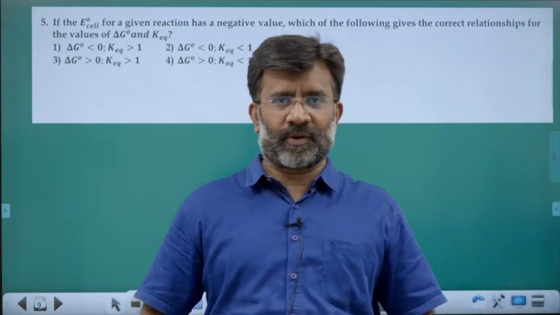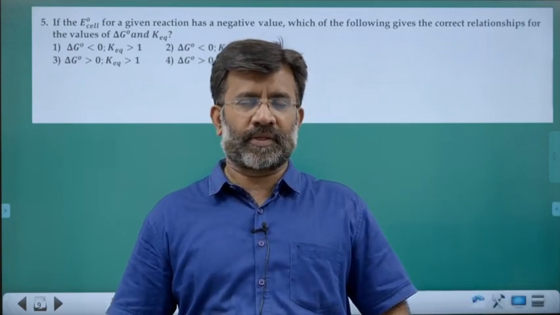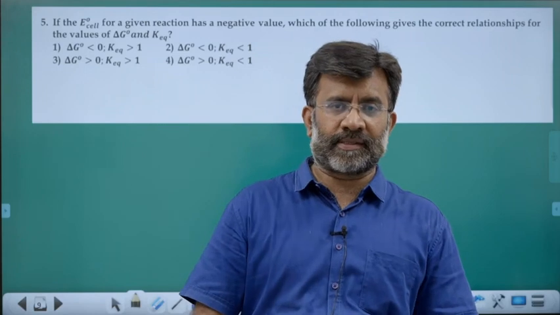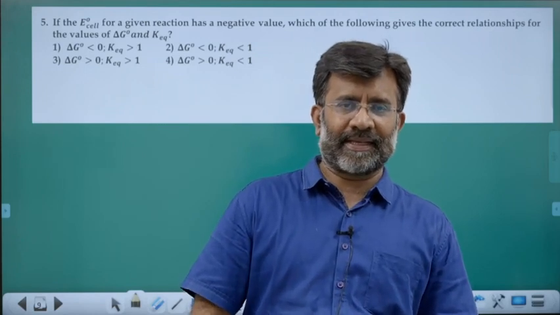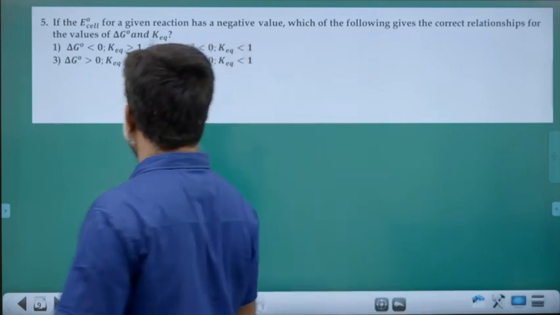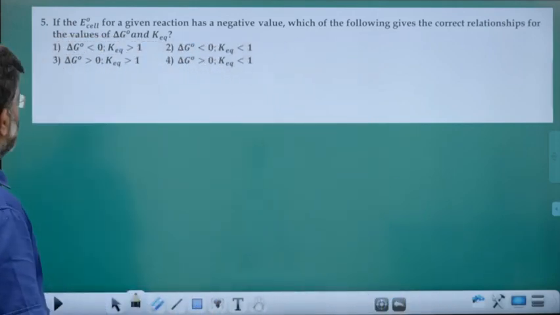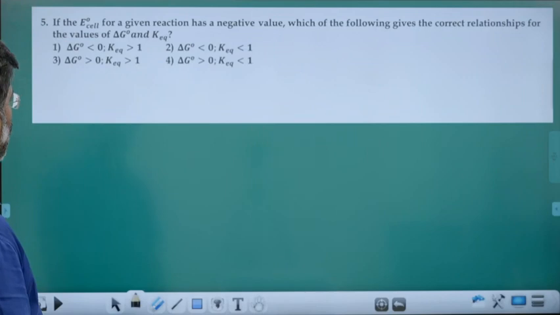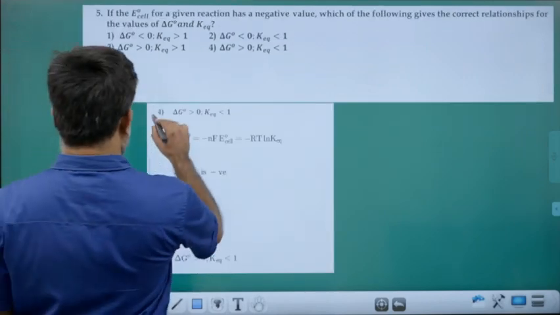Delta G greater than 0 means delta G positive, what is that? K is less than 1. K is less than 1. And the answer will be delta G greater than 0 and K less than 1. Option 4 is the correct answer.